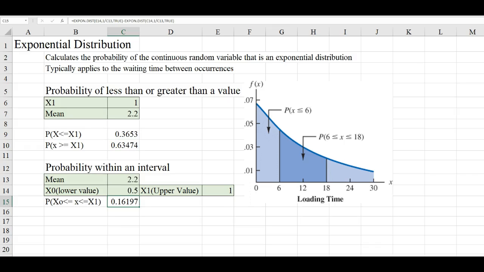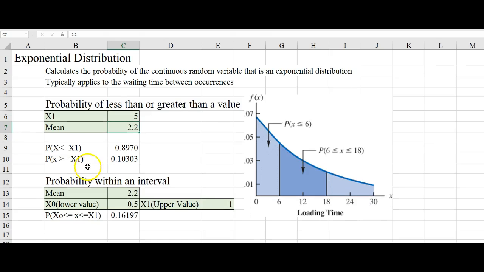So then lastly, we wanted to know what's the probability that the wait time will be greater than 5 minutes. So we can use 5 here as our x, and the probability that it's greater than or equal to 5 is 0.10303. Now you might be thinking to yourself, wait a minute, we said we wanted to know the probability of the wait time being greater than 5, not greater than or equal to 5.